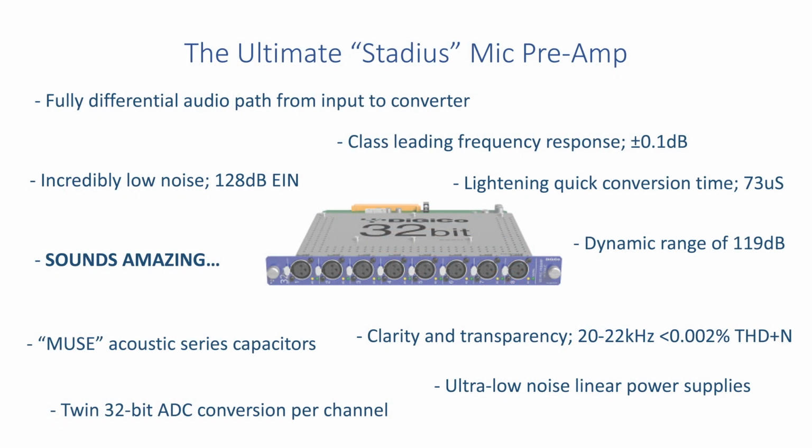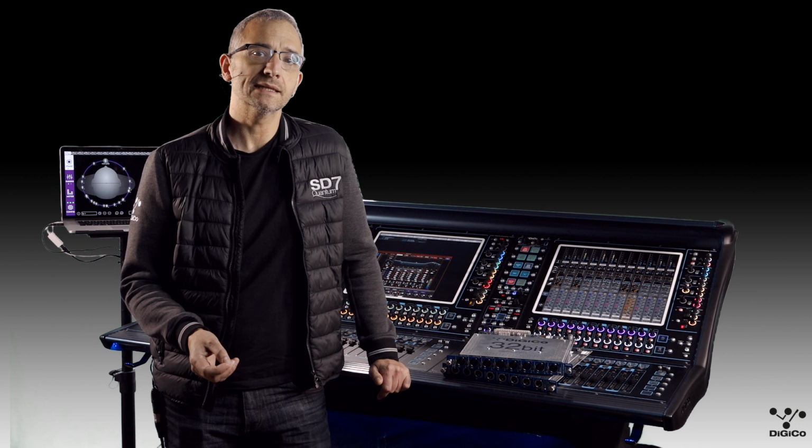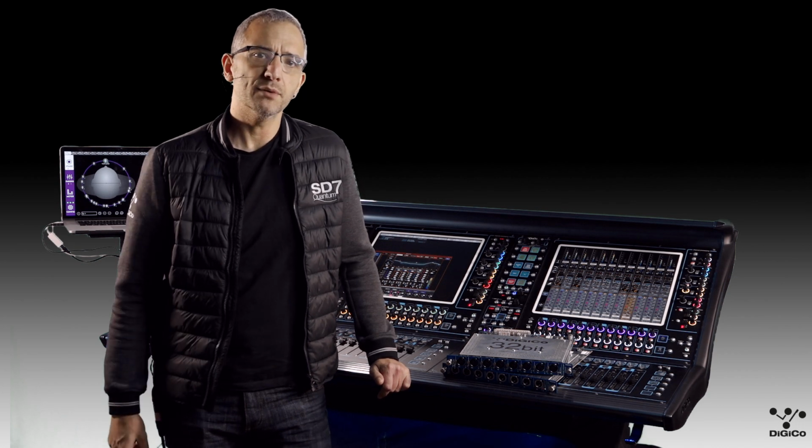The specifications of the final card make for impressive reading. A dynamic range of 119 dB, 0.002% distortion, a class-leading frequency response of plus or minus 0.1 dB from 20 Hz to 20 kHz, and a lightning-quick converter with latency of only 73 microseconds. So that's the input side, our ultimate Stadius ADC. But what about the outputs?